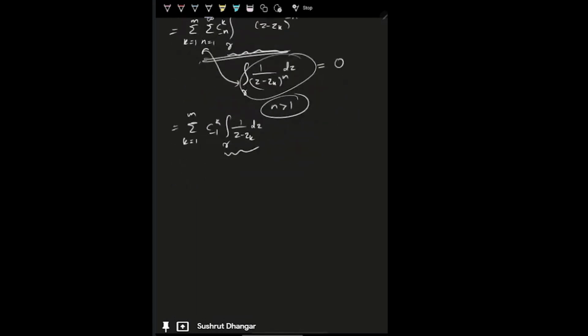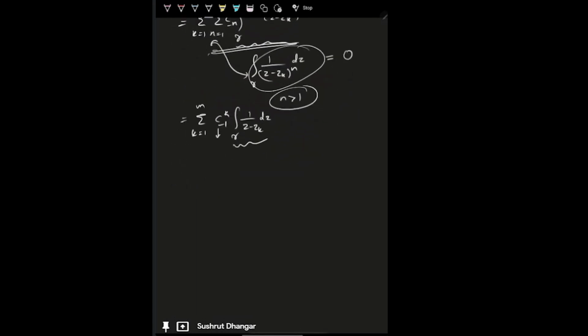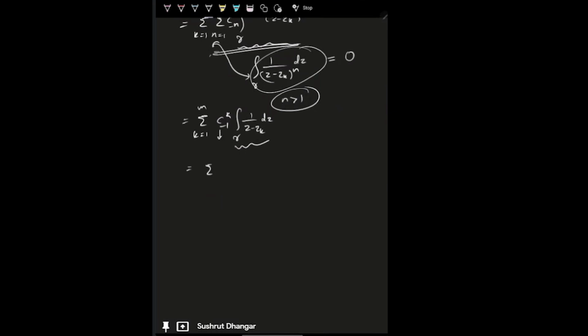and that is the integral over gamma of 1 by (z - z_k) dz. This is nothing but the winding number, and this coefficient we defined as the residue of f. So this is the sum over k equals 1 to m of the residue of f at z_k times 2 pi i. Here we have 2 pi i, with 1 by 2 pi i missing. So this integral is actually equal to 2 pi i times the winding number of gamma about z_k.